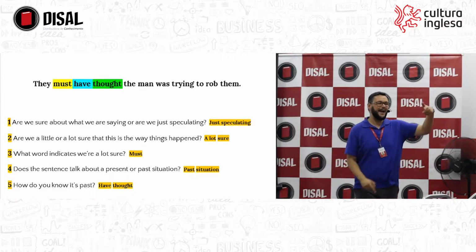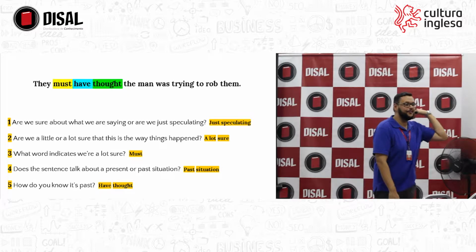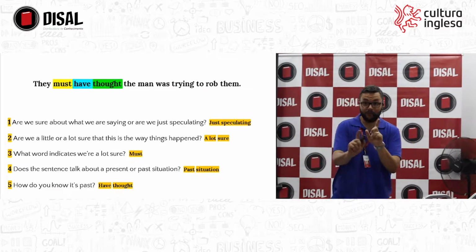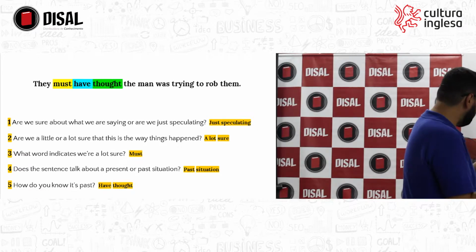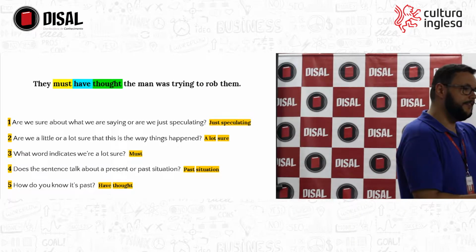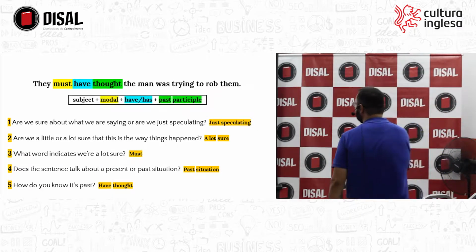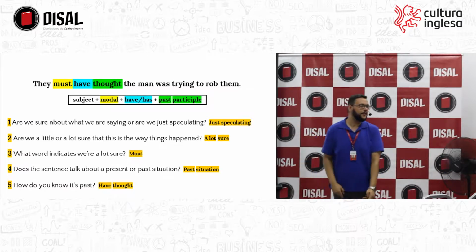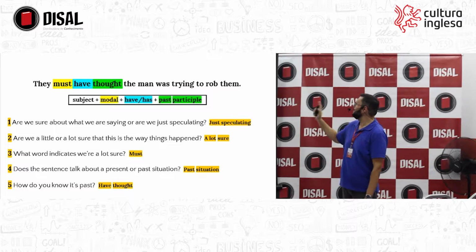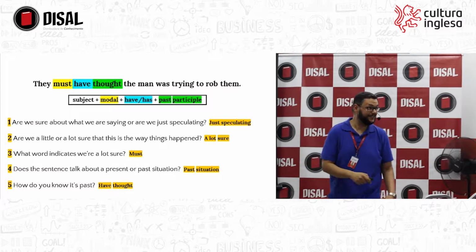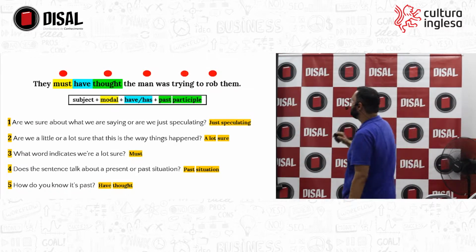When I want to speculate about a past situation, something that happened, but I don't know for sure what happened. I'm a lot sure that this happened this way, but I'm still speculating. What do I use? A modal. What's the modal? Must plus have or has plus the past participle. Exactly. So, and how do you pronounce it?